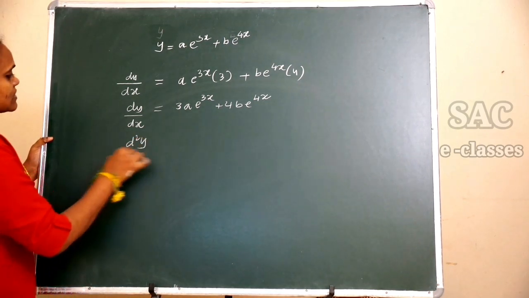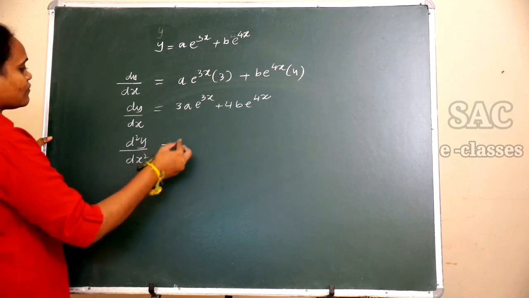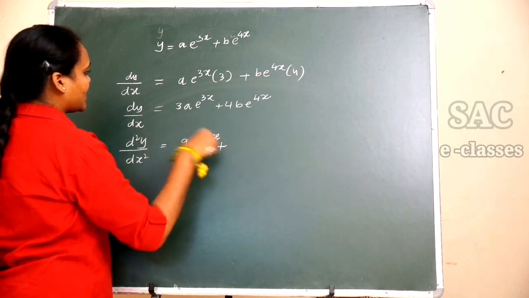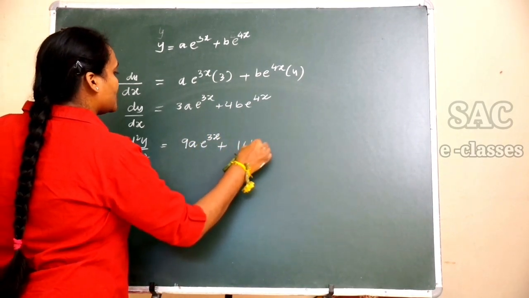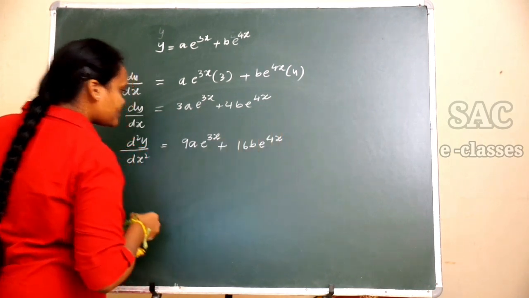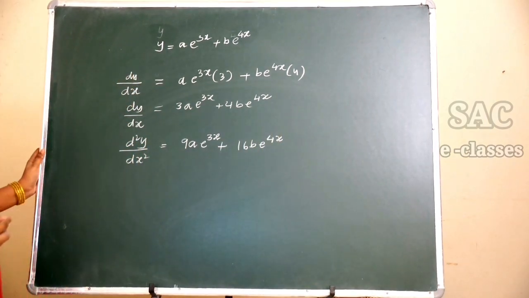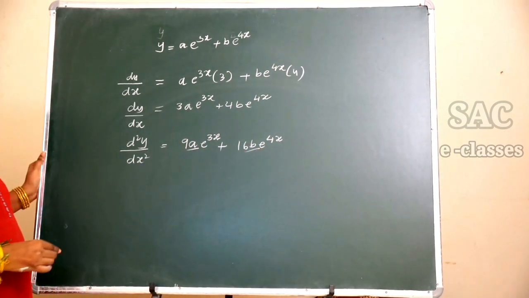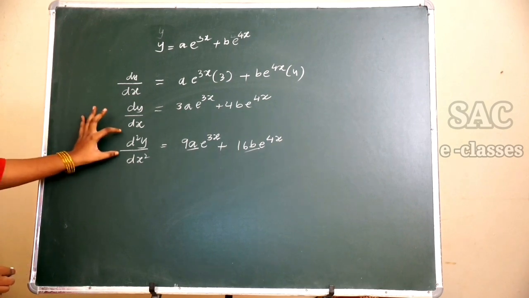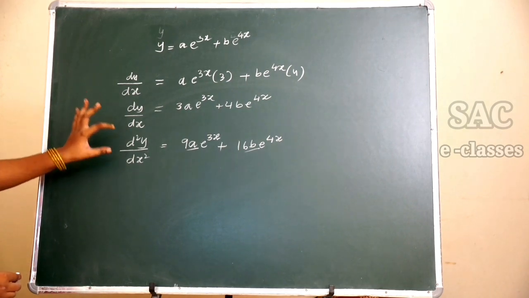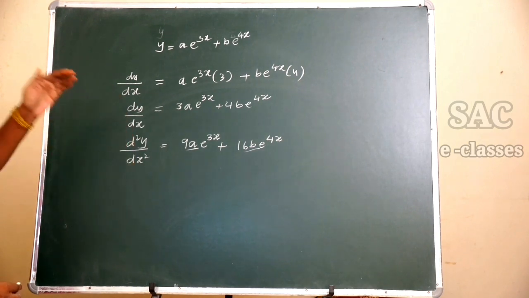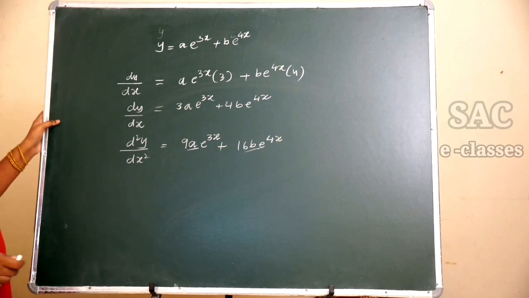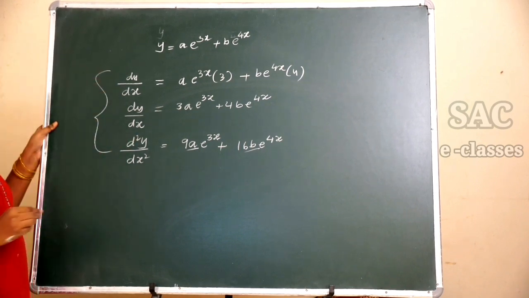So we will go for d square y by dx square, which is now 9 into a into e power 3x plus 16 into b into e power 4x. Now also we didn't get any lead to eliminate the arbitrary constants a and b. Obviously, whenever we want a relationship between d square y by dx square and dy by dx, we have to either add or subtract. Obviously we will get the required answer, but it takes a lot of time. Then what is the solution?